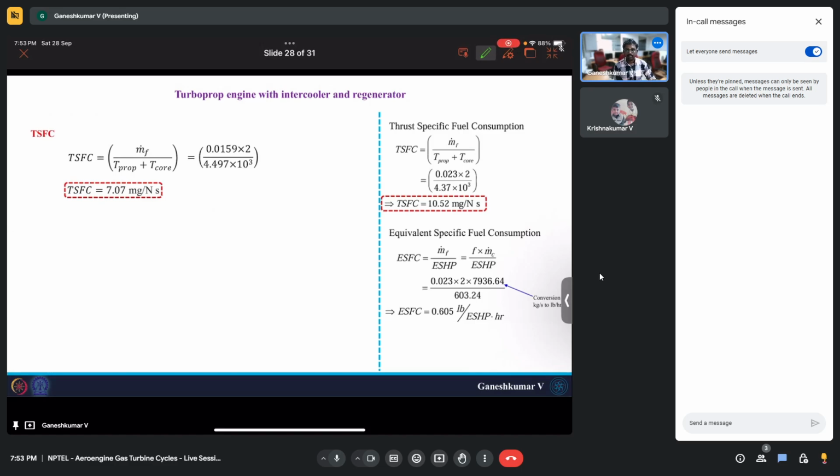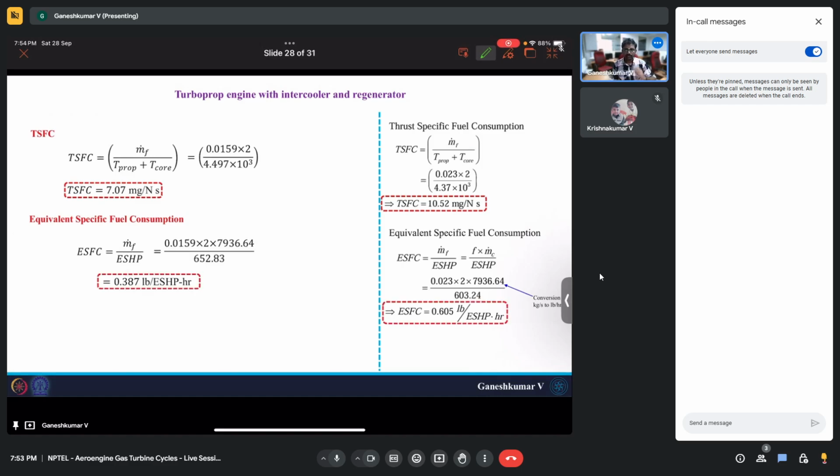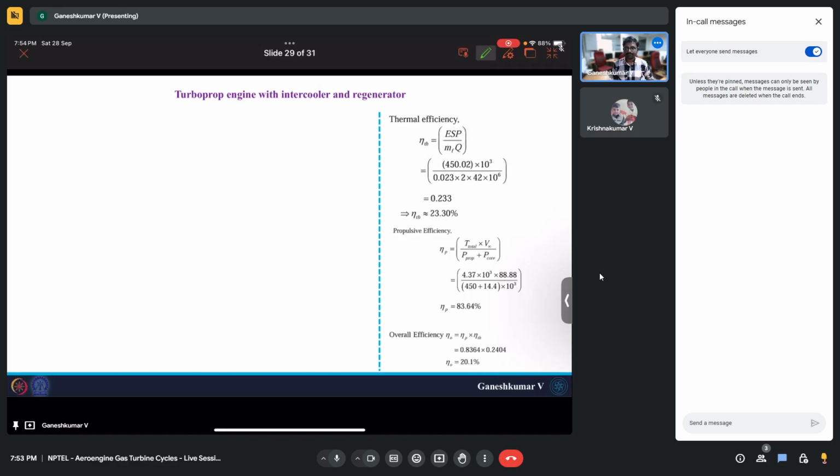Okay. Similarly, you can also find equivalent specific fuel consumption, and that is going to be in terms of power. So this was in terms of thrust, that's why thrust specific fuel consumption. Here we are going to normalize with equivalent shaft horsepower. So again, if you substitute these numbers, you will end up having a reduction in specific fuel consumption from 0.605 to 0.387. All right.